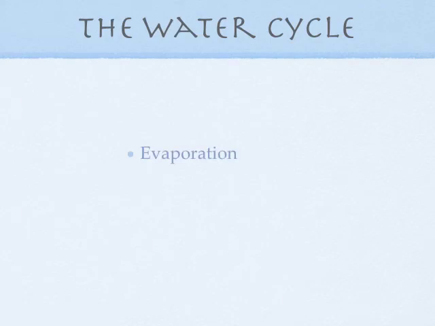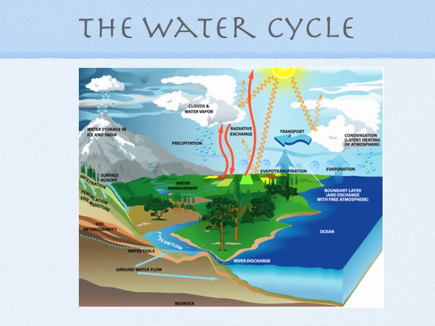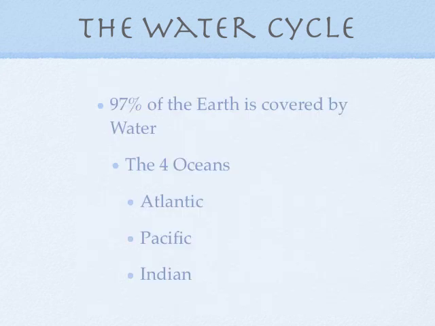The water cycle starts with evaporation, condensation, precipitation. Here's a great diagram that shows how water is changed into different forms and how it interacts with the lithosphere, biosphere, atmosphere. So 7% of the Earth is covered by water. There are four oceans, the Atlantic, Pacific, Indian, and Arctic, which I didn't write here, so please add that on. Arctic.